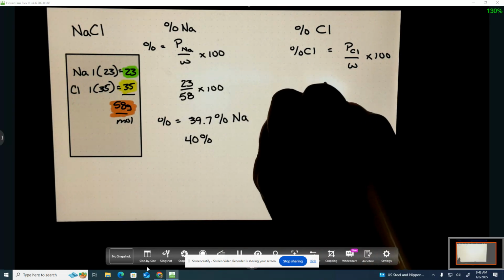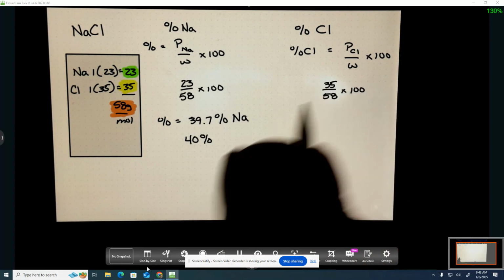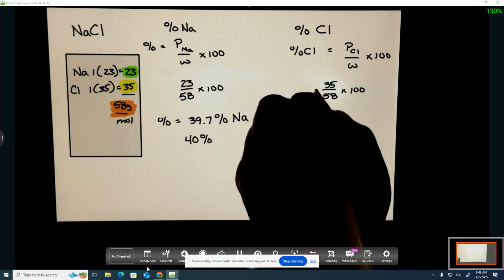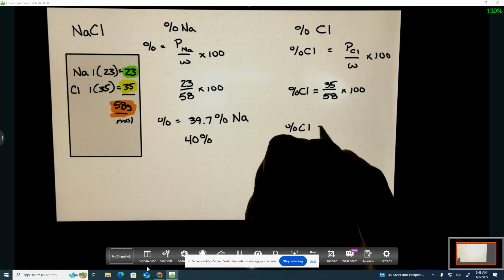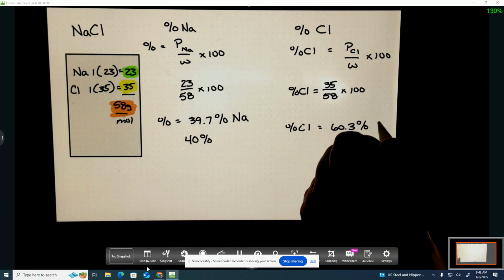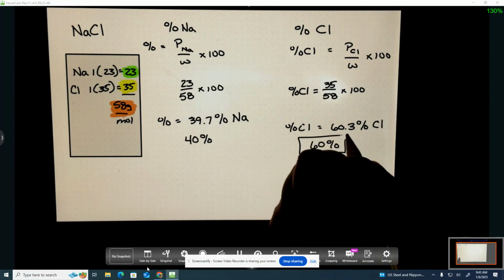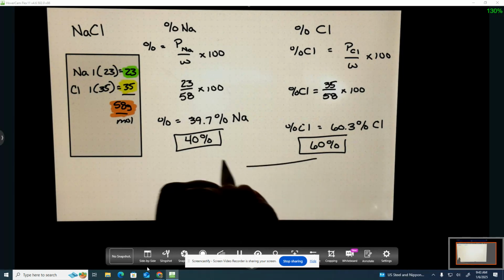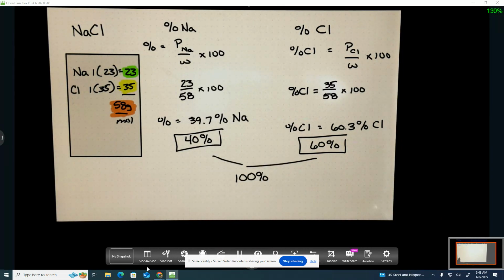Let's do the math and just double check ourselves. This is going to be 35 divided by 58 times 100, and that's going to give me the percent that's chlorine, which is 60.3% chlorine, which is going to be 60%. And you're going to notice that these two add to 100%, which they should. If you get 99.9 or 100.1, it's just a rounding thing.